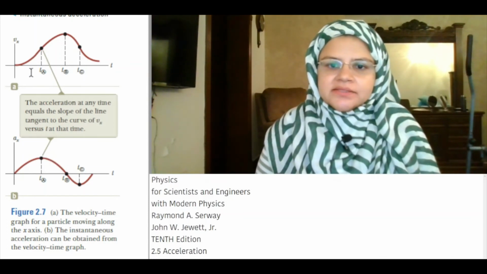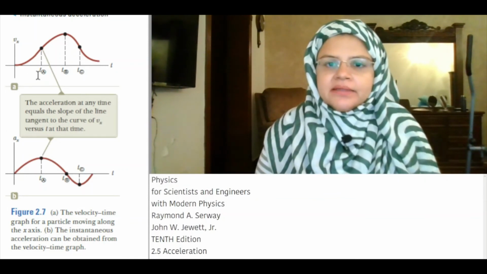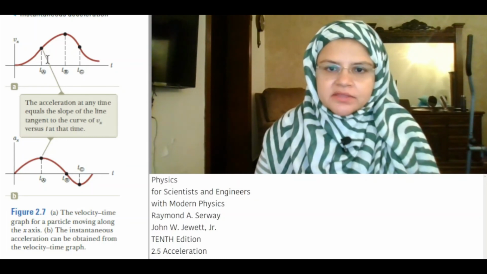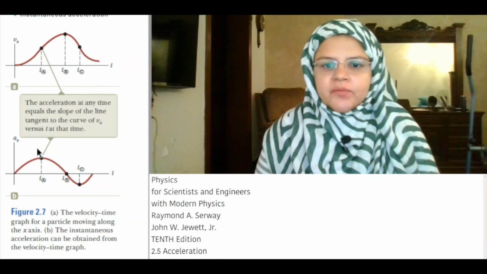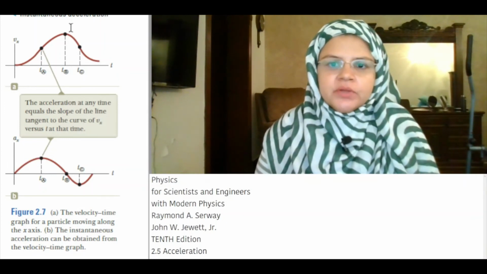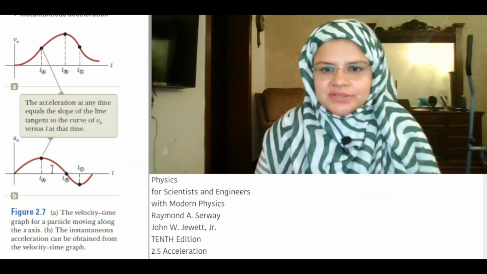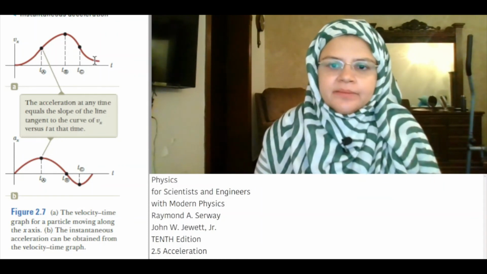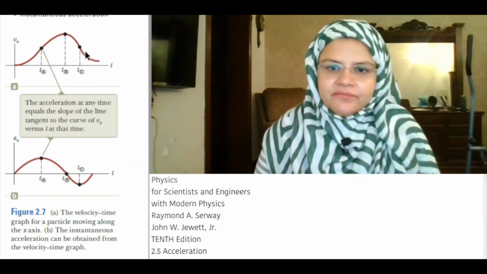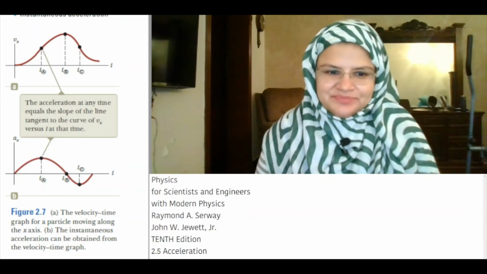We obtain the acceleration-time graph from the slope of the velocity-time graph. At the point ta, the slope is maximum and positive, therefore we obtain maximum positive acceleration. At the point tb, the velocity is maximum, however the slope is 0, therefore acceleration is equal to 0. At the point tc, the slope is negative and maximum, therefore we obtain maximum negative acceleration at the point tc.